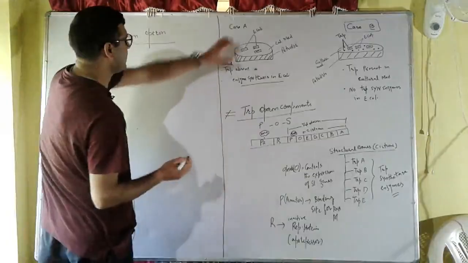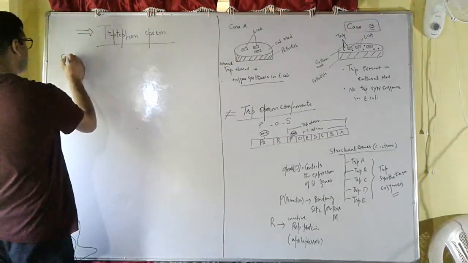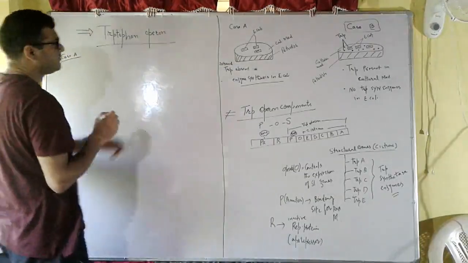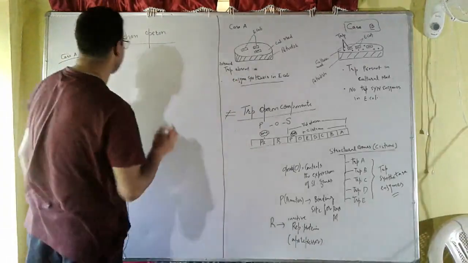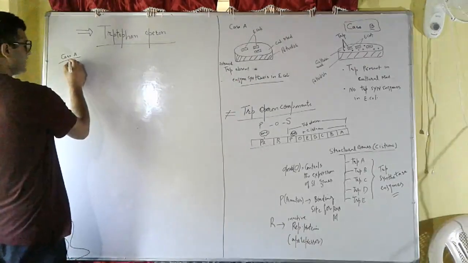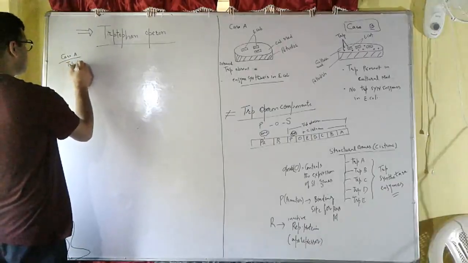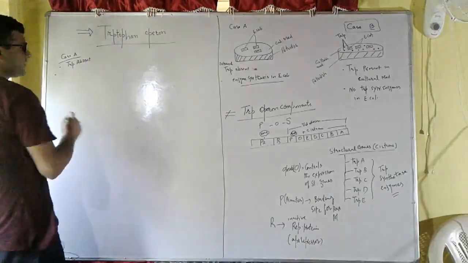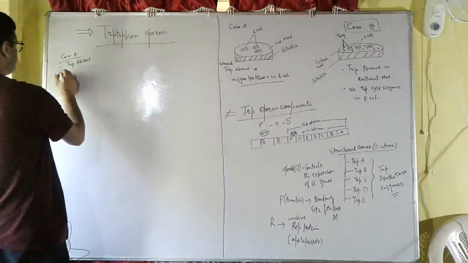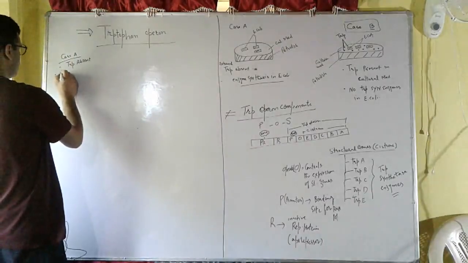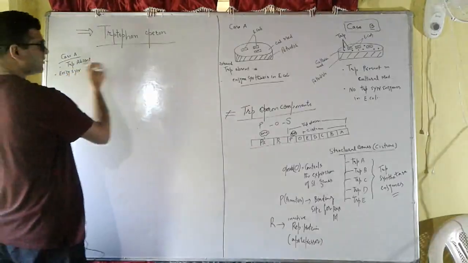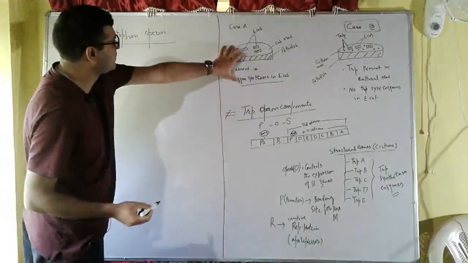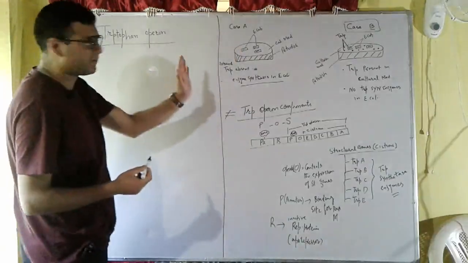So first we will take case first. Case first means when external tryptophan is absent, enzyme synthesis in E. coli. That means tryptophan is absent, and we will discuss enzyme synthesis in E. coli at the molecular level.